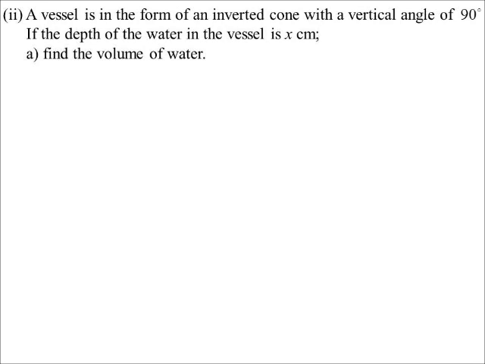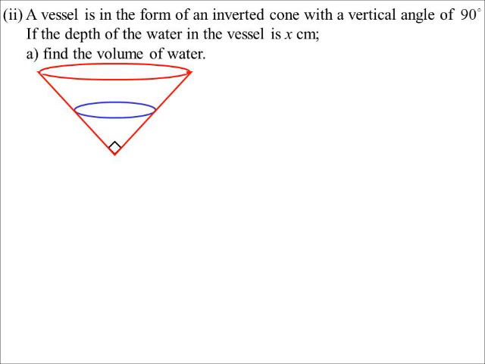A vessel, right? An inverted cone, vertical angle 90 degrees. Depth of the water in the vessel is x centimetres. Let's draw a little diagram there. So that's what we're basically talking about, an upside down cone which is containing some water. The vertical angle, it's a right angle down here if we were to take a cross section. What is that actual volume of water?